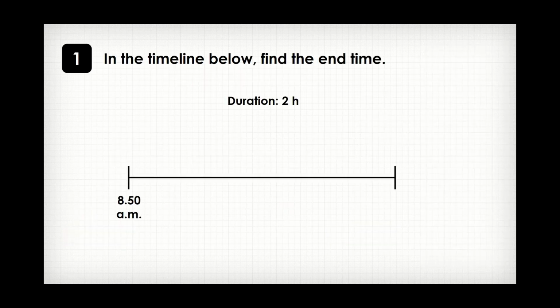Now in the timeline below, let's learn to find the end time. The start time is 8:50 a.m. The duration is 2 hours. Now, what is 2 hours after 8:50 a.m.?